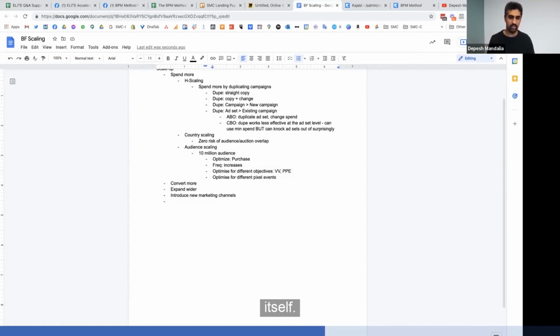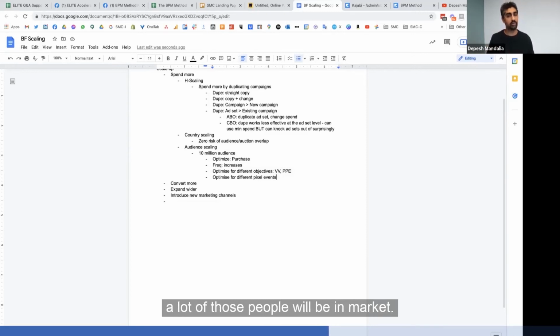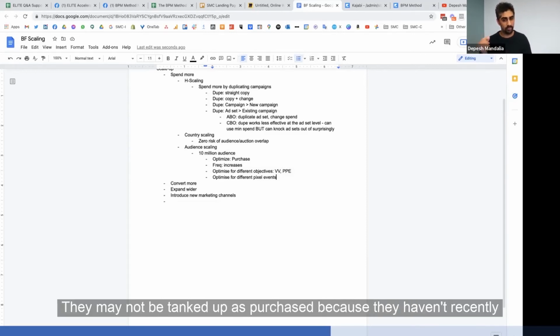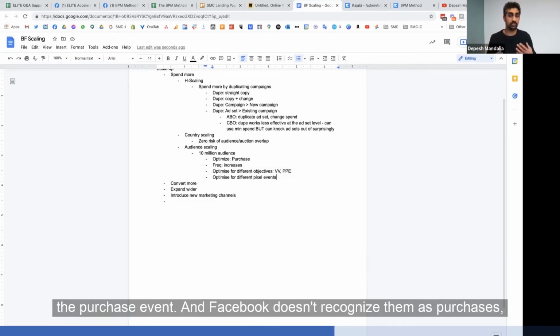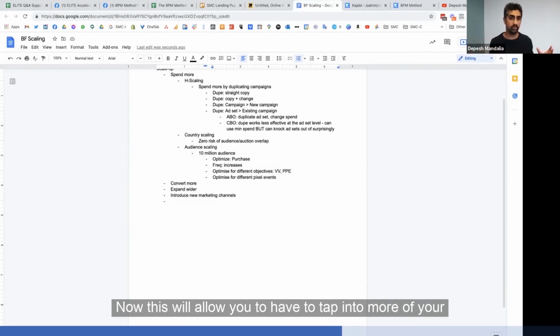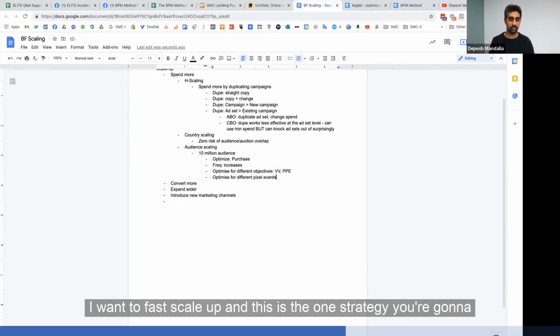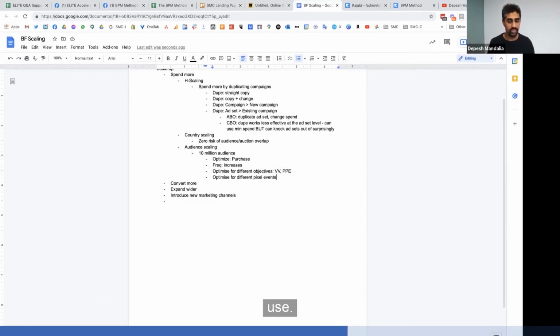On the Black Friday itself, if you are targeting add to cart or initiate checkout, guess what? A lot of those people will be in market. They may not be tagged up as purchase because they haven't recently fired the purchase event and Facebook doesn't recognize them as purchasers, but you can still test running that as well. Now, this will allow you to tap into more of your audience. So this isn't a strategy for, I want to fast scale up and this is the one strategy you're going to use. This is something I would use alongside something else.